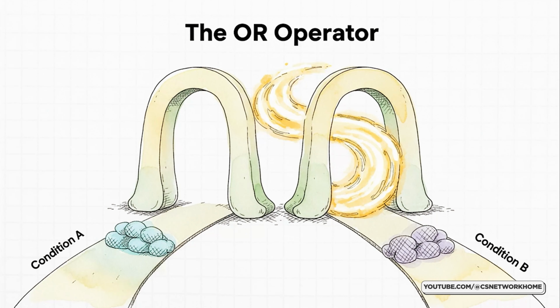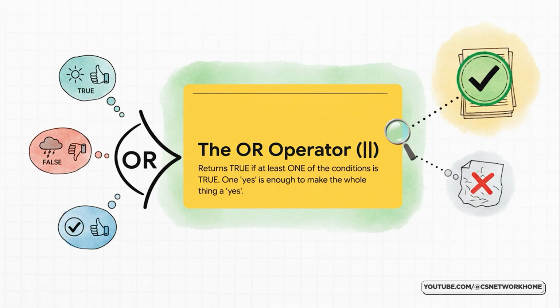But what if you're not so strict? What if you need a little more flexibility? Well, that's where our next operator comes into play. Meet the OR operator, which looks like two vertical bars. OR is basically the super chill, easygoing friend of the strict AND operator. With OR, the rule is so much more relaxed. As long as just one of the conditions you're checking is true, then the whole thing becomes true. It doesn't matter if all the others are false. Just one yes is enough to get a final yes.